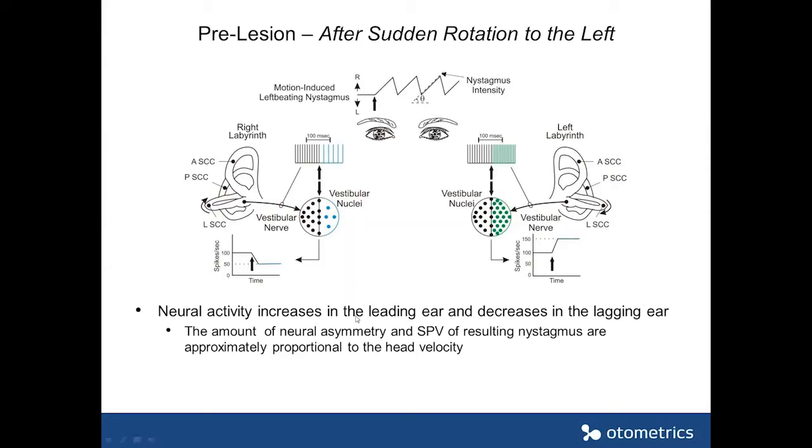This type of response generates nystagmus, as you know, with the slow phase of the nystagmus moving away from the direction of motion and the fast phases moving toward, so this generates left beating nystagmus. The purpose of that is to keep your eyes stationary on the target, so when your head moves to the left, your eyes would slowly move to the right. The intensity of this nystagmus, or the slow phase velocity, is directly proportional to the head velocity.